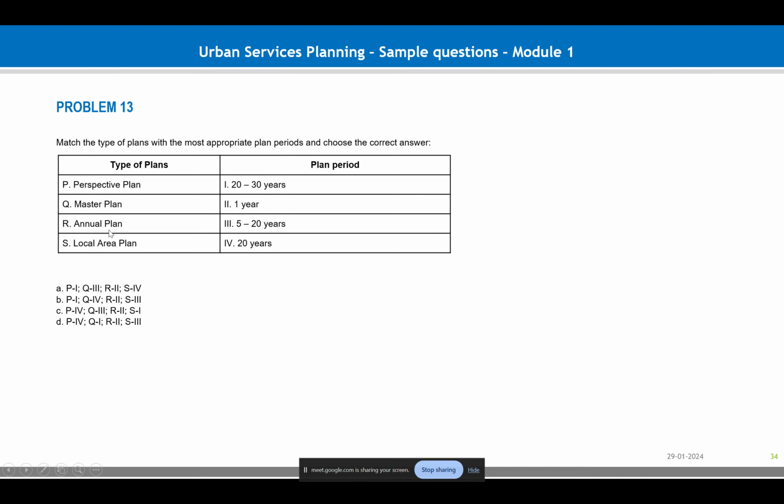Annual plan, for 1 year, as the name itself says. Local area plan, 5 to 20 years. Yeah. So my doubt here is, how can a local plan be 5 to 20 years?